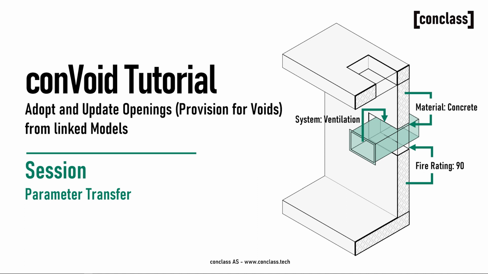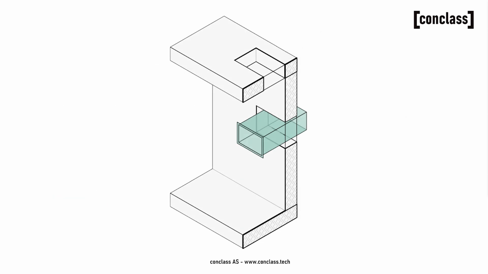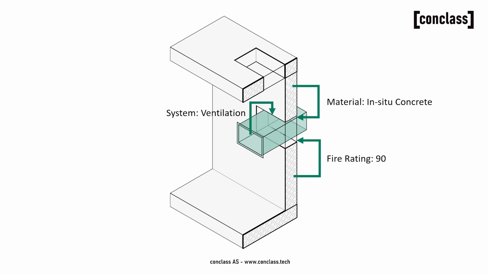In this session, you will learn how to enrich your openings with parameter values from the host and reference elements. Openings require various pieces of information for different purposes, such as a fire rating for fire safety, material information for quantity takeoff, or MEP system information for construction. With ConVoid, you can do so with a single step.